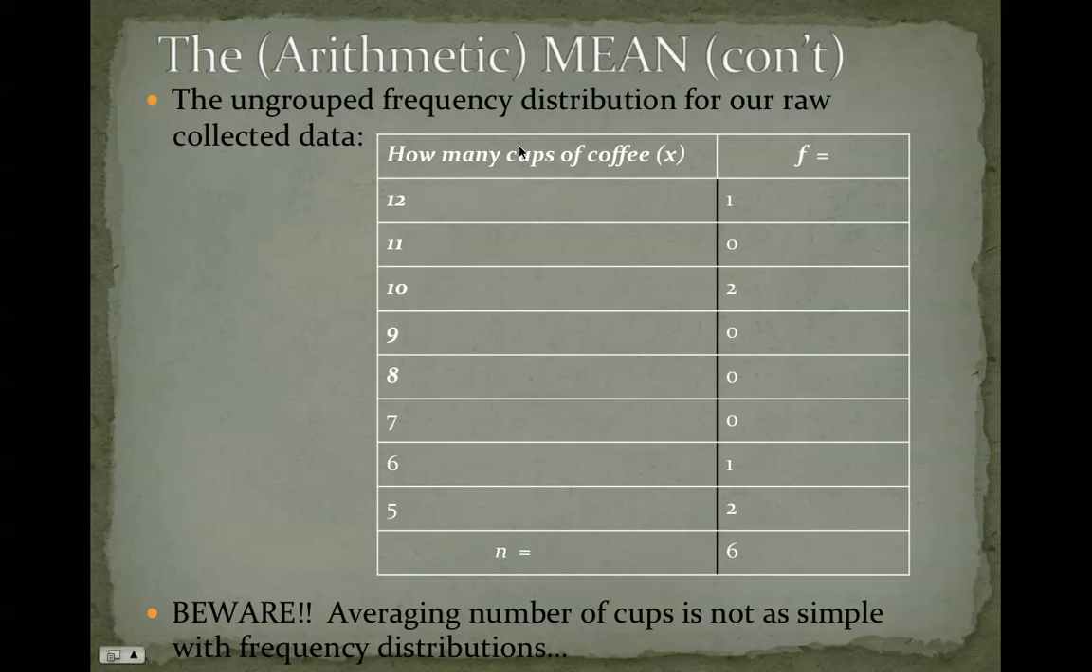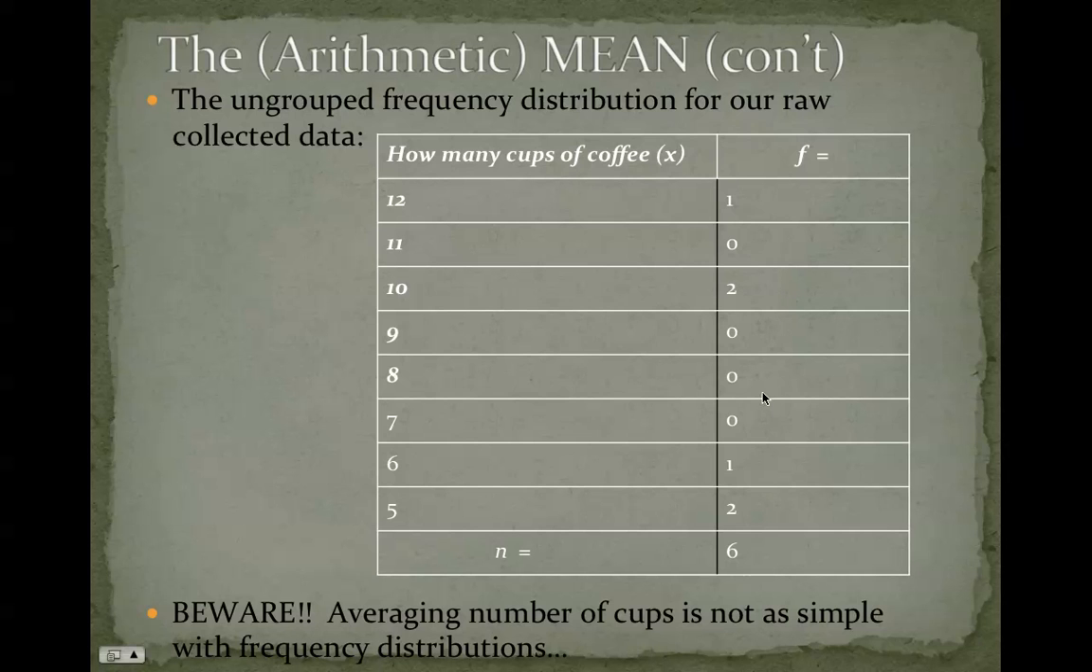So now, again, number of cups of coffee is still X. Nothing has changed there. But now, this number here represents the number of people that have had that number of cups of coffee. So this is actually the frequency. F here, this is another statistical symbol. F stands for frequency. So keep that in mind. So this is considered a frequency distribution. It's simply just the distribution of the frequency of people who've had this number of cups of coffee.